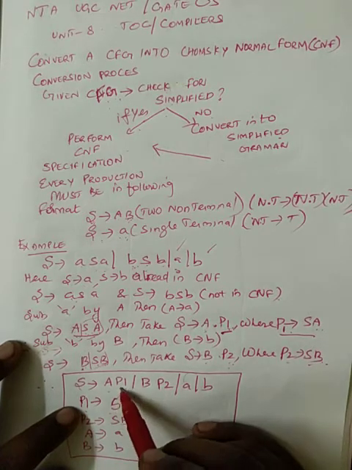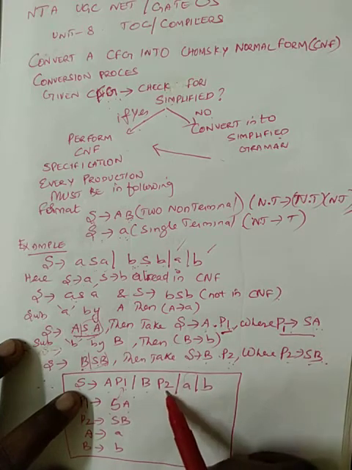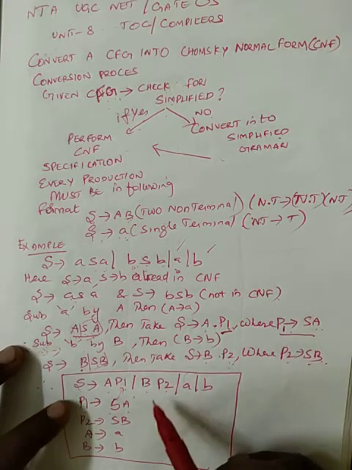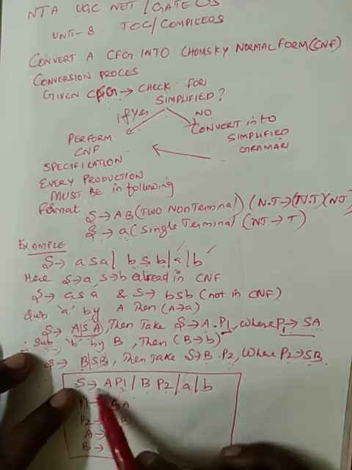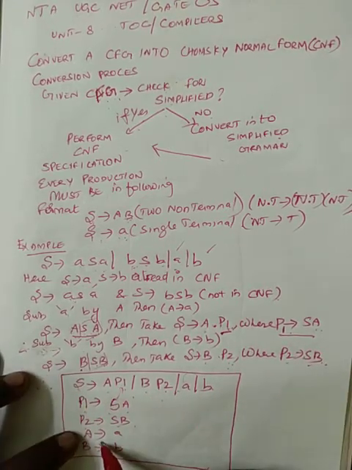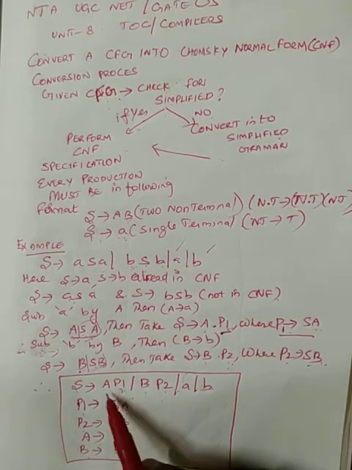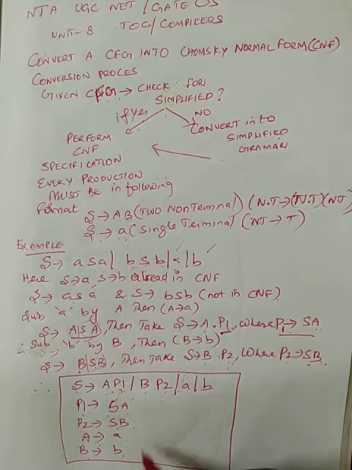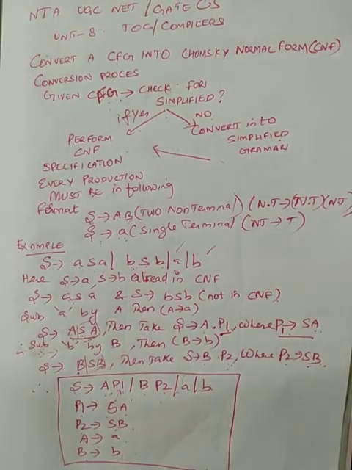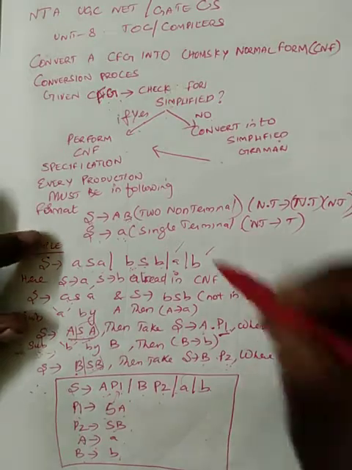So you want to substitute like that. S tends to capital B, capital P2, where P2 is nothing but SB, and S tends to A as it is, S tends to B as it is, then A tends to a, B tends to b we want to keep here. Because in this production rule we want to substitute and make it a terminal. So this is the final converted Chomsky normal form for the given grammar.